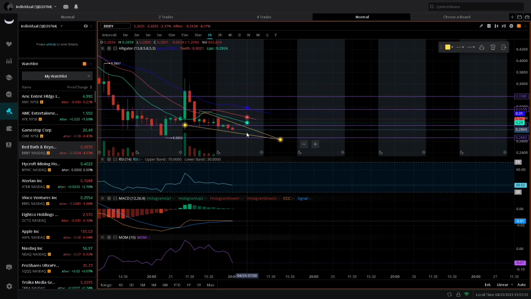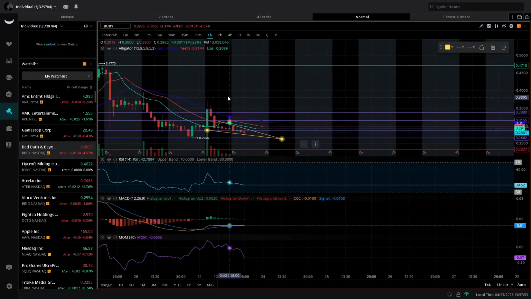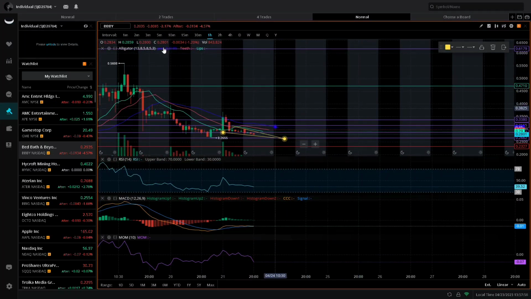So probably consolidate throughout the after hours or pre-market, probably consolidate down towards that 25 cent level, hit that 25 cent level and get a significant bounce off of that level, in my personal opinion. Now we need to get above this critical 33 cent resistance, and if it can get above that, we can get to this 50 cent resistance and see a nice push to the upside, especially if we get above 50 cents on Bed Bath & Beyond.